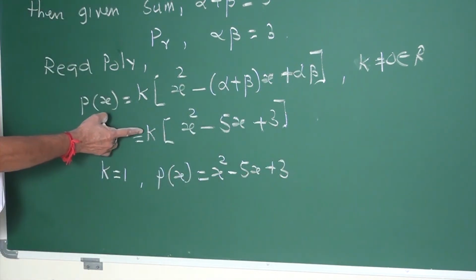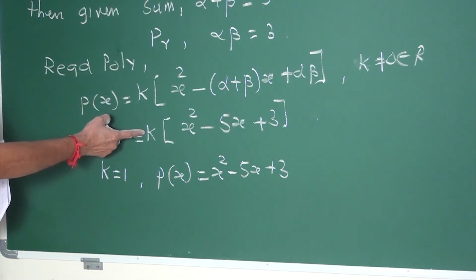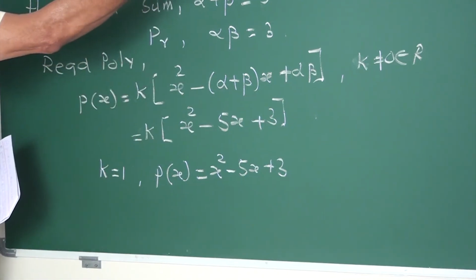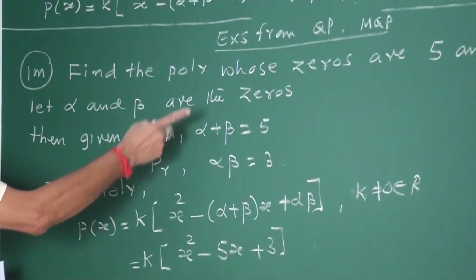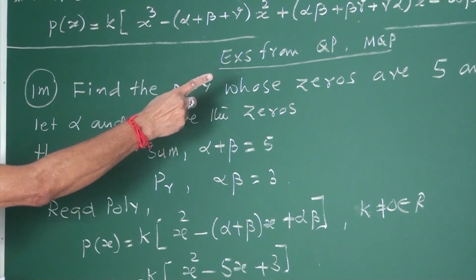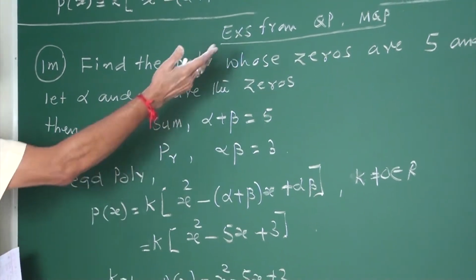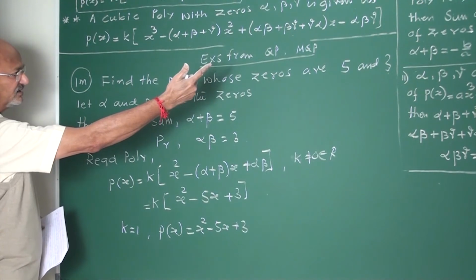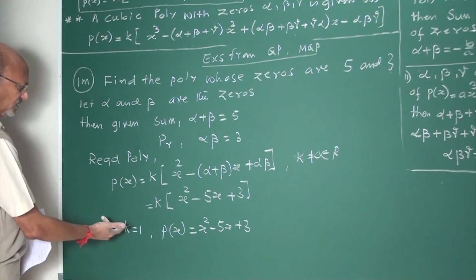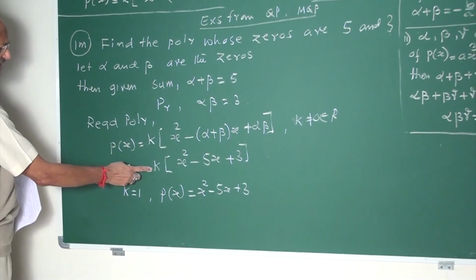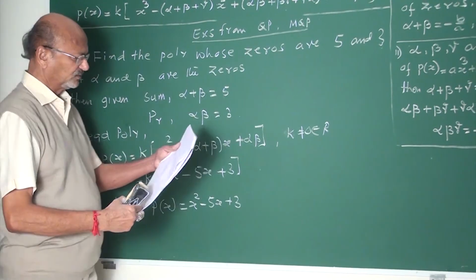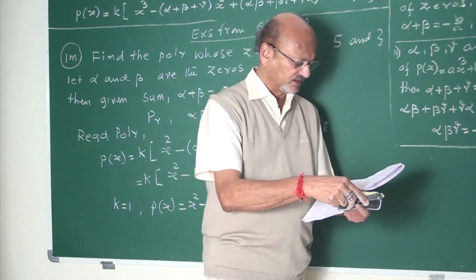Even if you take k equal to 2, 3, 4, the sum is the same. The relation between the roots will be the same. Why? Because you have to divide by the common factor: alpha plus beta is minus b by a. If it is other than 1, 2 here and 2 there cancels, 3 there cancels. Otherwise you can keep k as it is, k not equal to 0 is a real number. Yes, my friends, this example appeared as a one mark question.